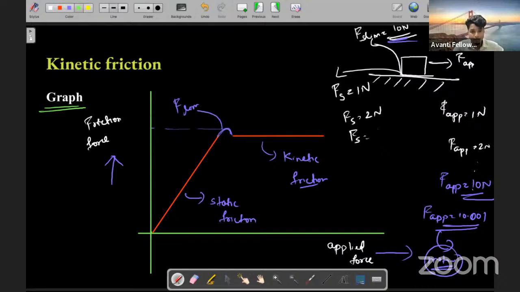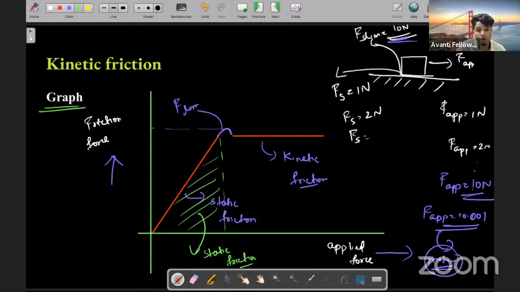So this portion is basically static friction. Yes, very good. Over here, the bump is because after a limit, it changes to Fk. It changes to Fk. And as I said, the kinetic friction will remain constant. Very good.